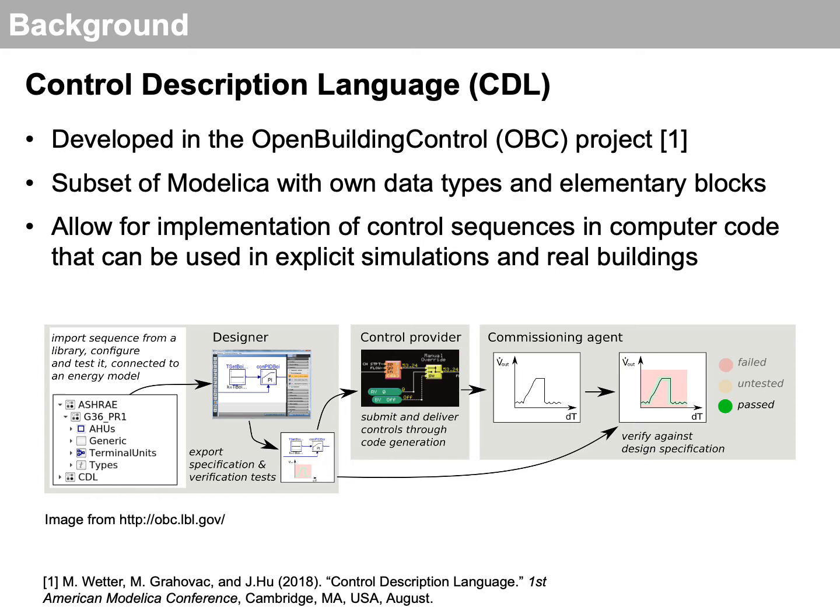And lastly, the control description language, or CDL, was developed as part of the Open Building Control Project, which is a project that generally looks at streamlining the process of developing, testing, implementing, and commissioning building control sequences. And CDL is a subset of Modelica with its own data types and elementary blocks, and it can really be used to specify control sequences in computer code that can be used for both explicit simulations, say in a Modelica model, as well as translated into a building automation system and used in real buildings.